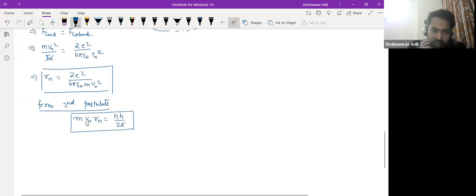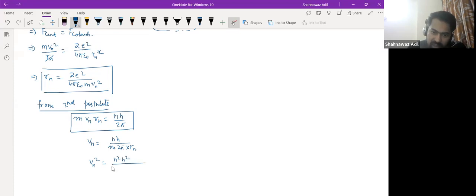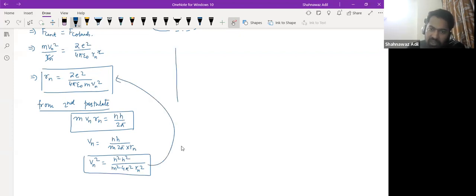If we want to calculate only this Vn, that would be Vn equals n h divided by 2 pi m r. So if we calculate Vn square, that would be n square h square divided by m square, 4 pi square, rn square. These are the values that we get, and we will put this value back in here. So let me write it here.